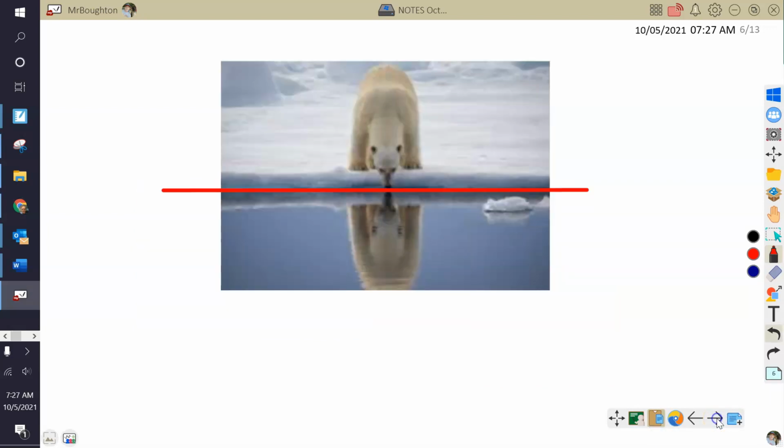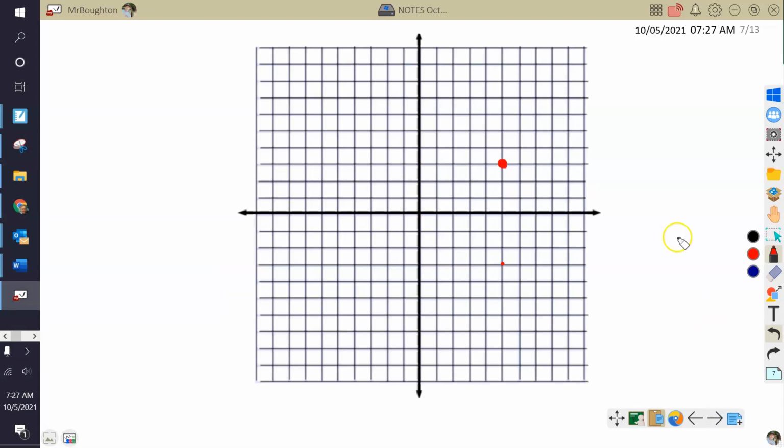And I kind of want to get into the practice of what happens on a coordinate plane when we reflect across the x or the y-axis, so that we can look at the points and see numerically what happens to the numbers, the coordinates, when we reflect across these axes.